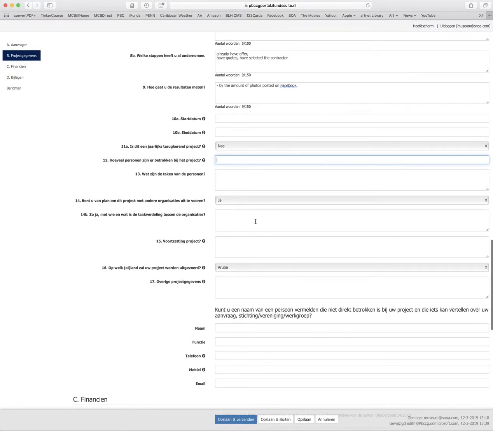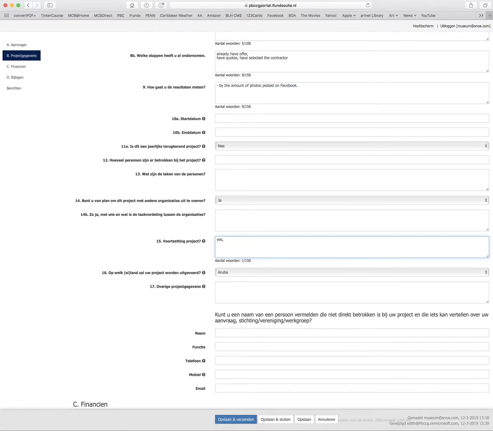If you're working with different organizations, who's doing what within those organizations? Is there a follow-up to your organization? In this case, I'll say yes. We will want to publish a book about it afterwards. A book after. Okay, great.